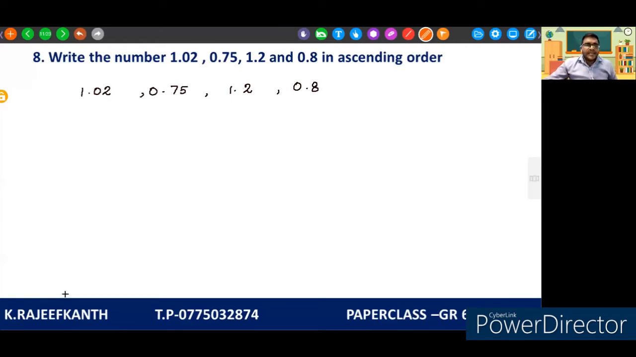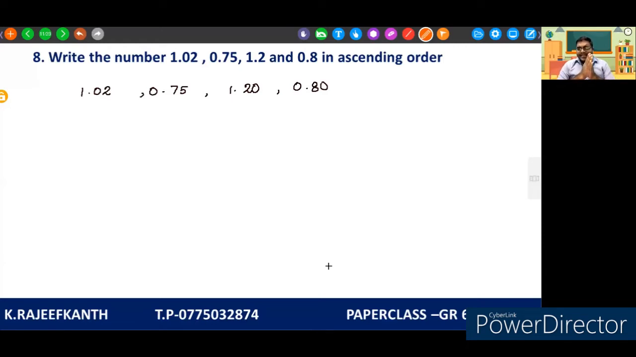Okay, right. Here, the first number has 2 digits after the decimal point. The second number also has 2 digits. But in the third and fourth, after the decimal point there is only 1 digit. So first we will add 0. Why are we adding it? Because we are going to compare. Here in these 4 decimal numbers, after the decimal point, there are 2 digits.